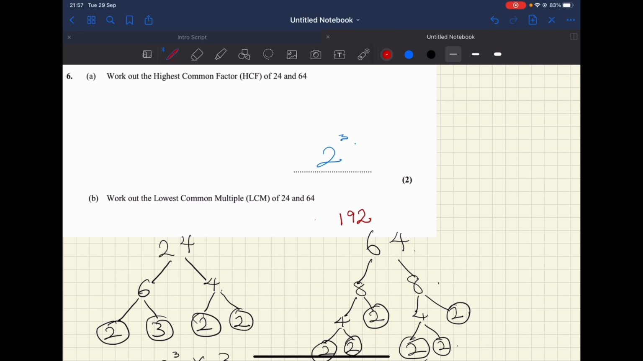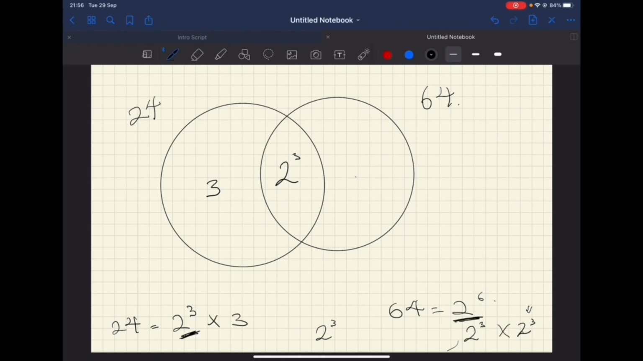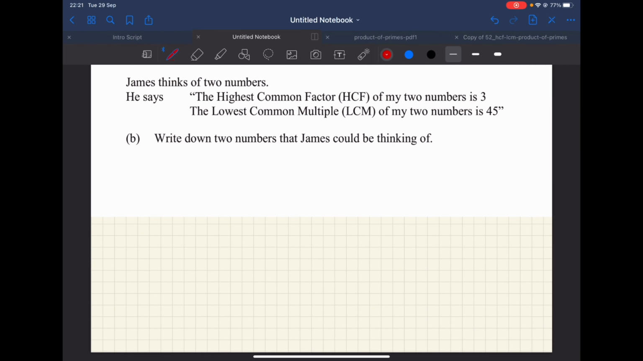So what we're going to do here is to reverse this process to solve the next question. Right, so for this question, we do the reverse. The question says James thinks of two numbers. He says the highest common factor of my two numbers is 3. The lowest common multiple of my two numbers is 45. Write down two numbers that James could be thinking of.